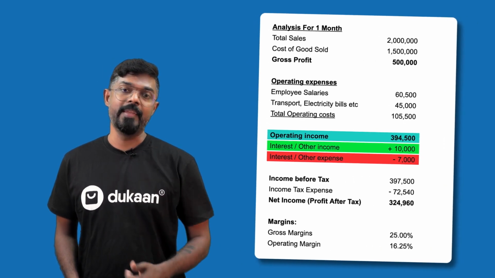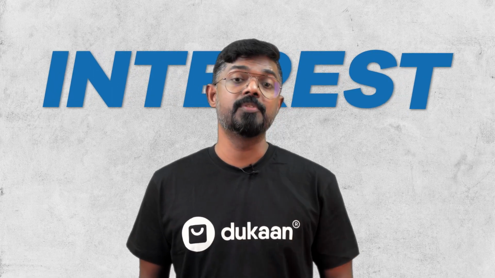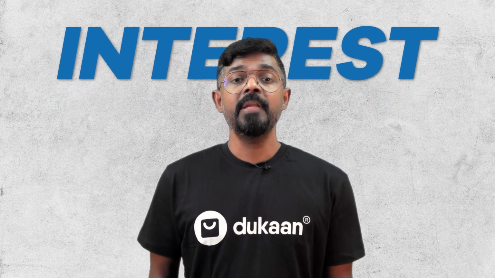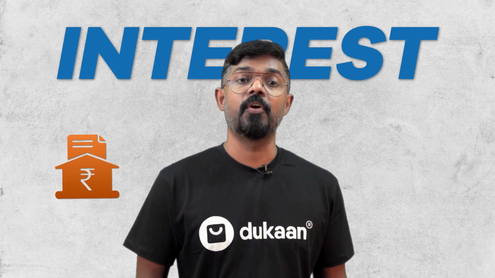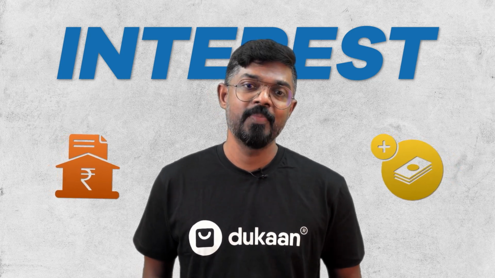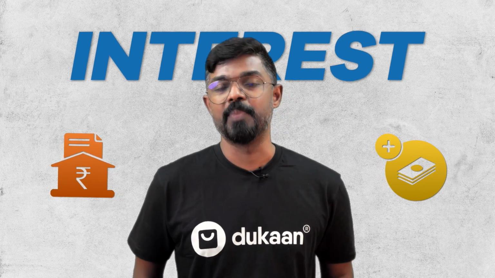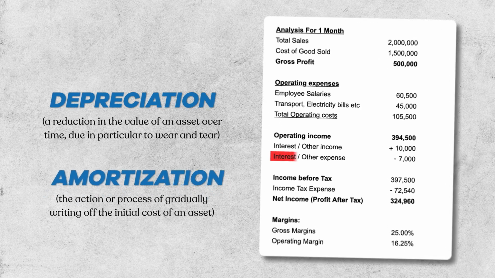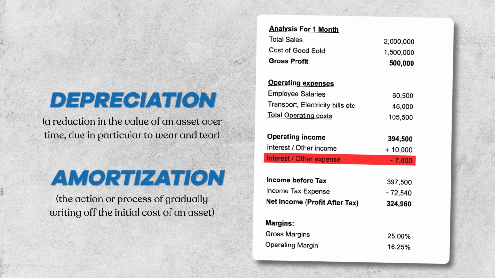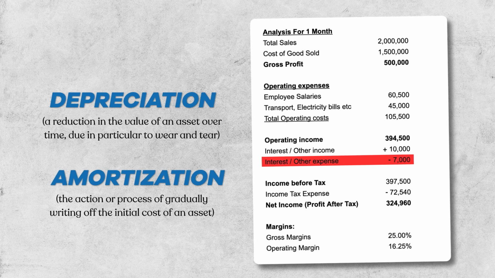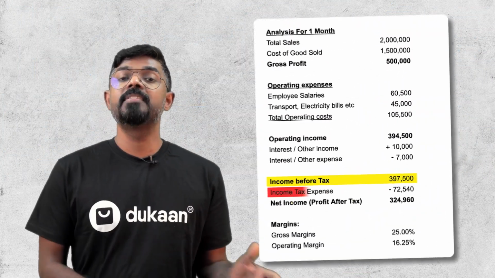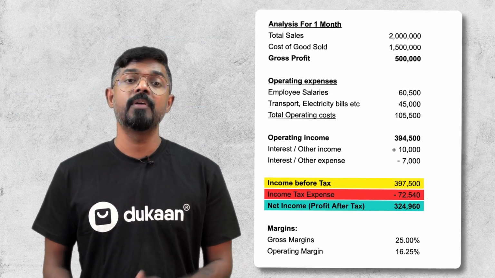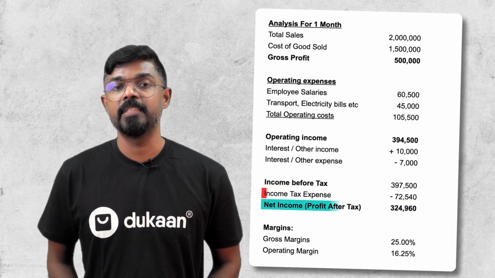The next part of the income statement is interest. You might have had to pay interest on loans that you have taken out for your business, or you might be earning interest on the money deposited in your business account. These get deducted or added respectively. Other expenses like depreciation and amortization might also be deducted from your depreciating assets, which will be adjusted in other expenses. After this, you get your income before tax. From this, after deducting taxes, you get your net profit, which is your takeaway or final profit.